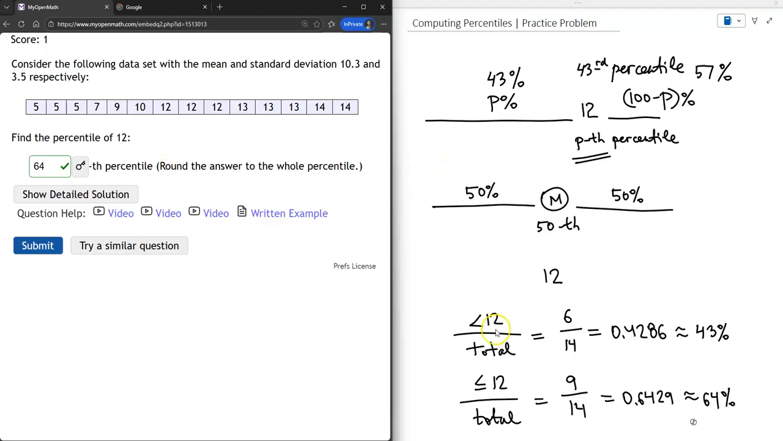So one more time, we use either one of these two formulas, and then we round to the nearest percent, and then we report the answer as a whole number, because that's the definition of a percentile. So we got the full credit.